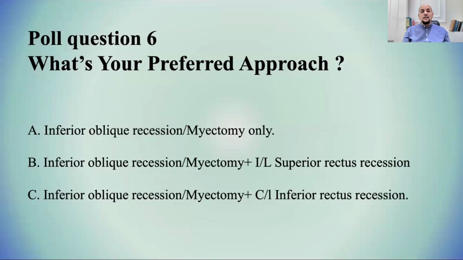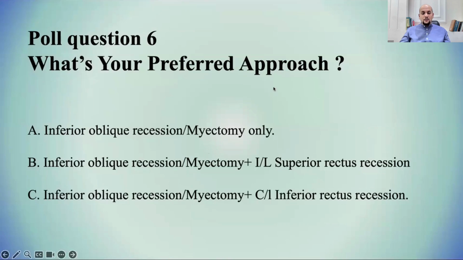So in such a case with left fourth nerve palsy of 30 prism diopter, what's your preferred approach? Would you do inferior oblique recession or myectomy only, or inferior oblique recession or myectomy with ipsilateral superior rectus recession, or inferior oblique recession or myectomy with contralateral inferior rectus recession? Remember, this is a patient with left hypertropia of 30 prism diopter. So what would you do in this patient?